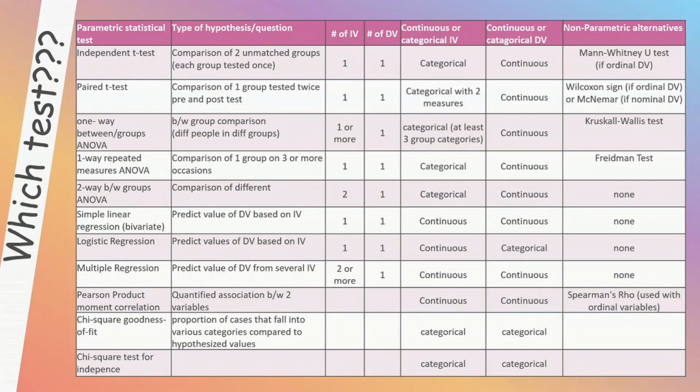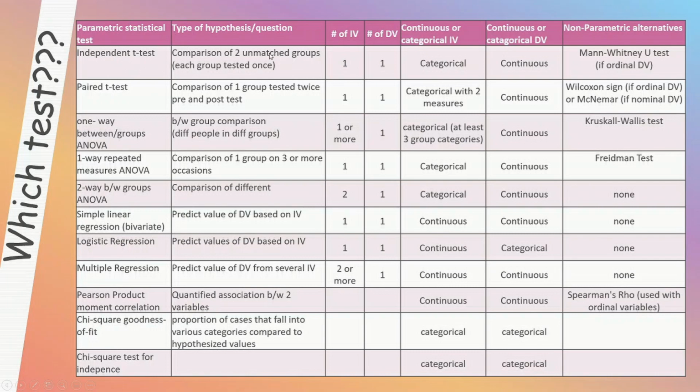Let's go one more. Another little refresher, but also a really cool chart to use if you need it in the future. If we look across our top, we have the parametric test, the type of question that we're answering, the number of independent variables, the number of dependent variables, whether our IV is continuous or categorical, whether our DV is continuous or categorical, and a non-parametric alternative. We've gone over already the independent t-test, the paired t-test, the one-way between groups ANOVA, the one-way repeated measures ANOVA. You didn't think you'd learned that much already, but we have.